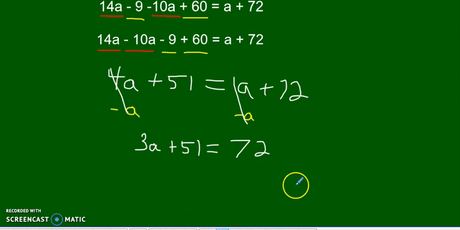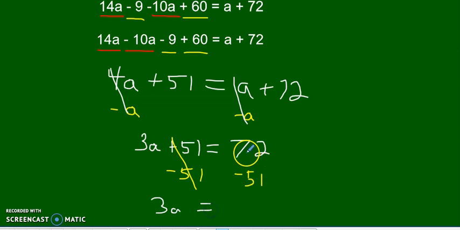And now we're going to subtract 51 on both sides, because we have a positive 51. So I'm going to subtract 51 on this side, and I'm going to subtract 51 on this side. And then this will be 0. And then I'm left with 3a equals 72 minus 51, that's 21. Now we know the answer.